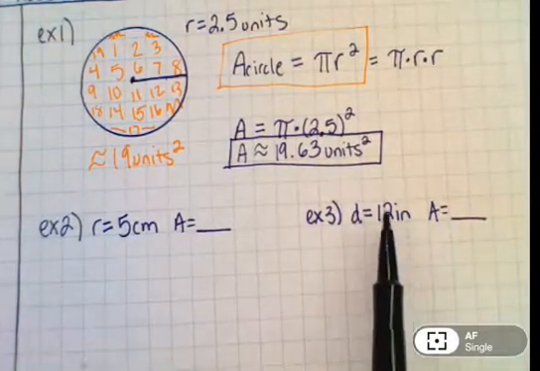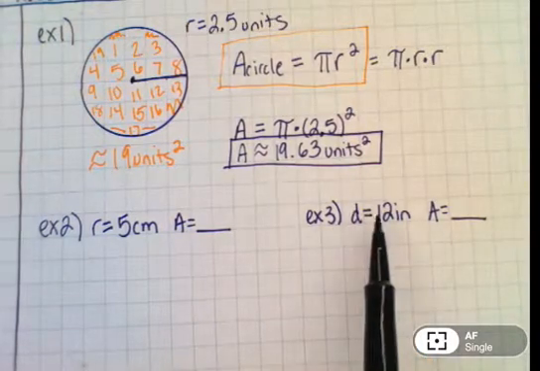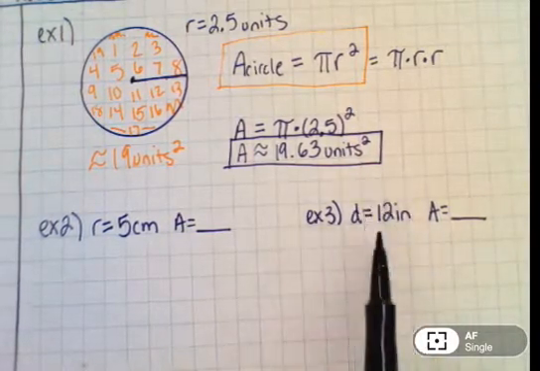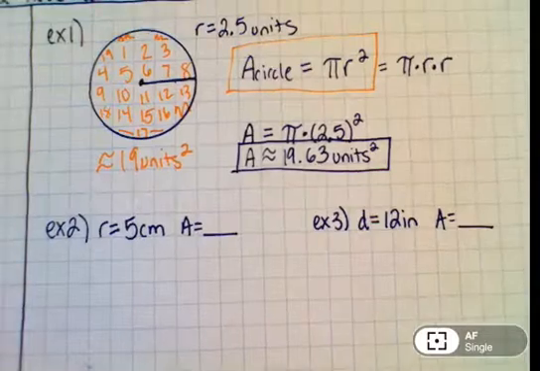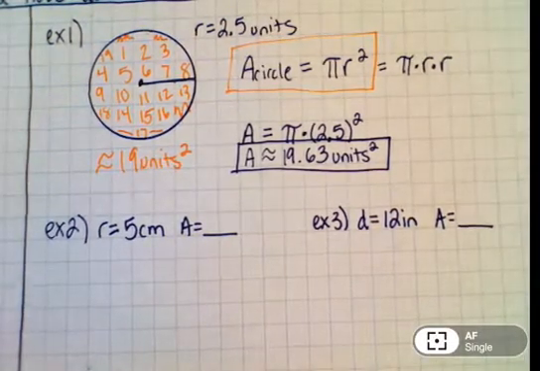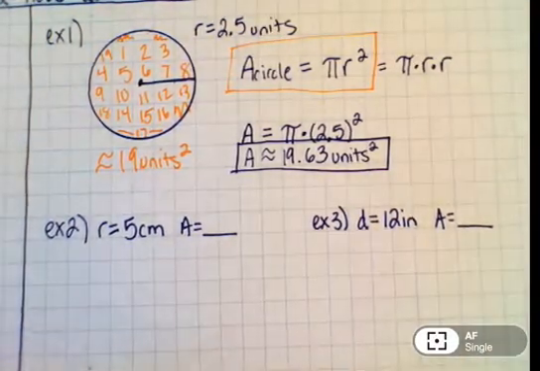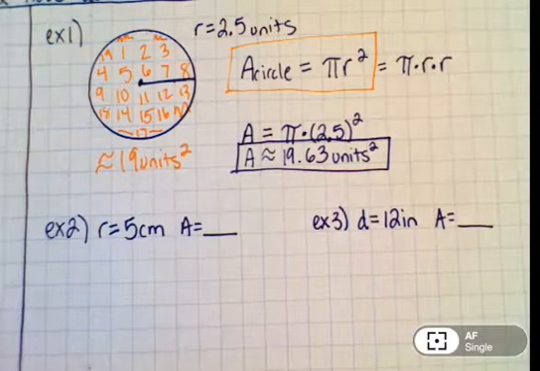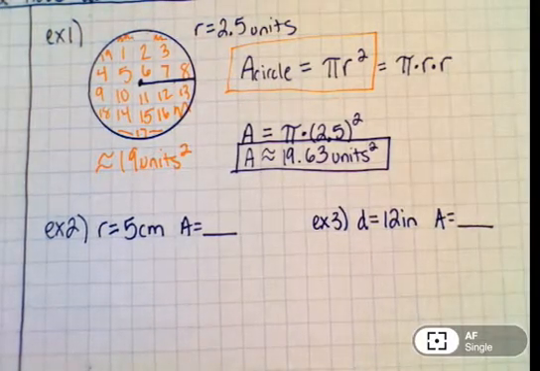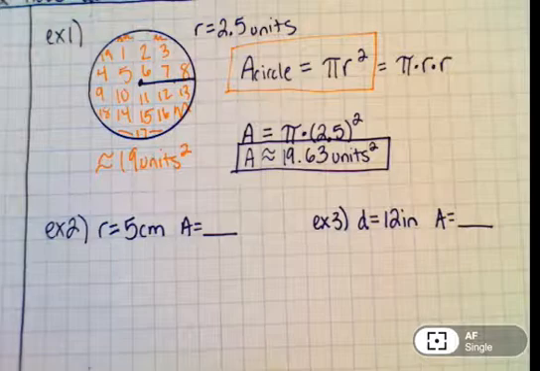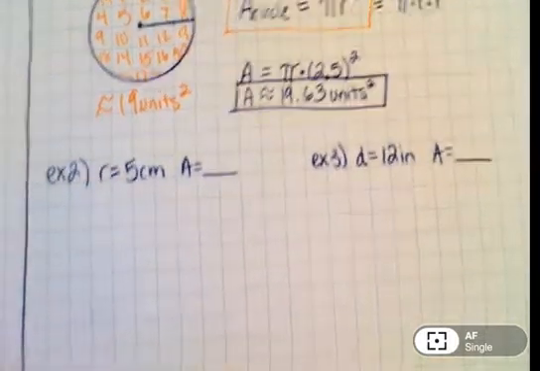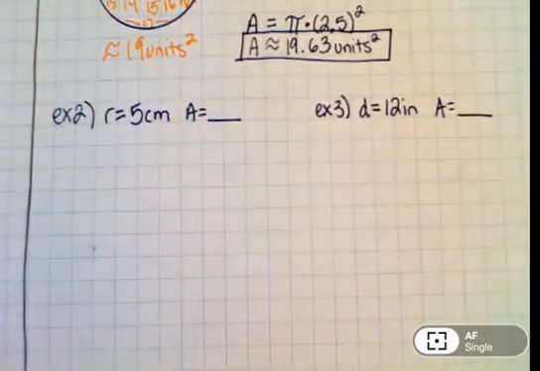You can't put a 12 there, because R stands for radius, and 12 is not the radius, it's the diameter. So I'm going to let you do a little thinking. I'd like you to pause the video, go ahead and try both of these on your own, and then when you're ready, come back and I will quickly go through them so that you can know if you're right or not. So go ahead and pause, come back when you're ready. Okay, let's see how you did.